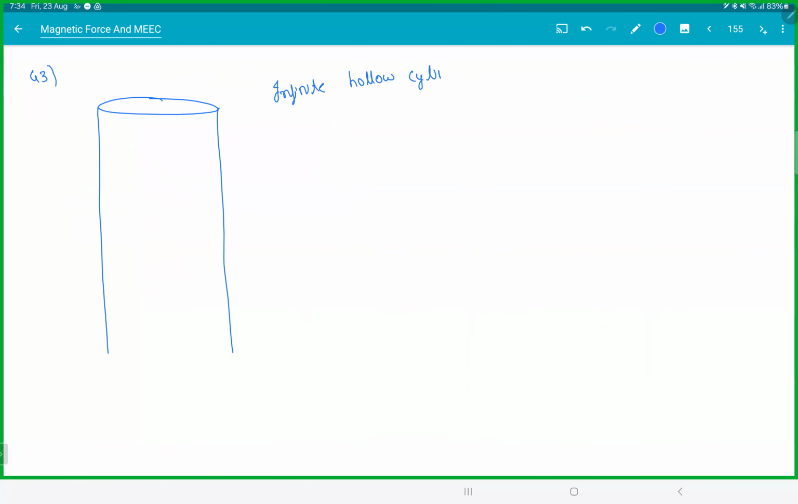It's an infinite hollow cylinder of radius r. The current I is flowing only on the surface, okay? Hollow, no? Inside it can't flow anything. So current I is flowing on the surface. Find the magnetic field as a function of x. X is the distance from the center.